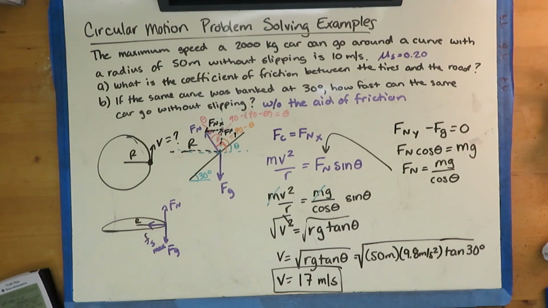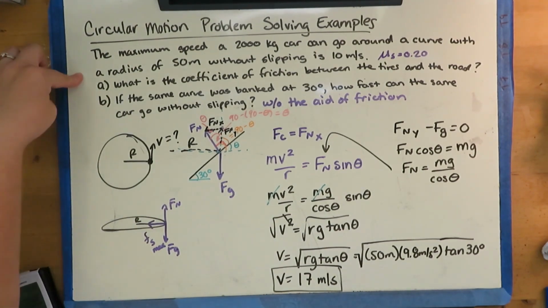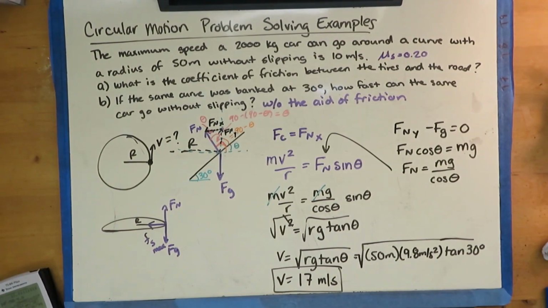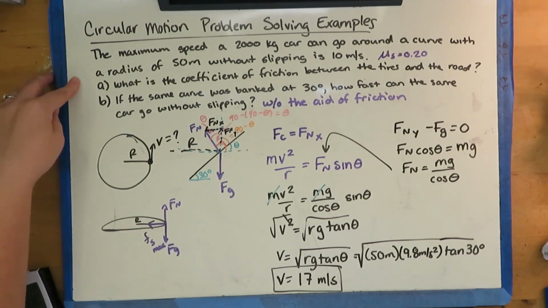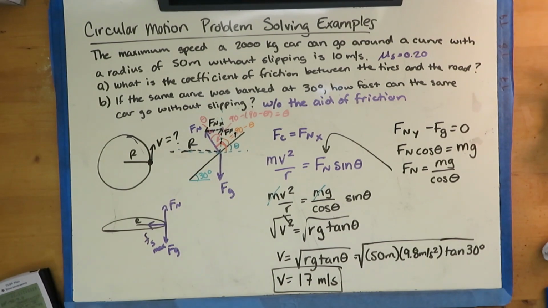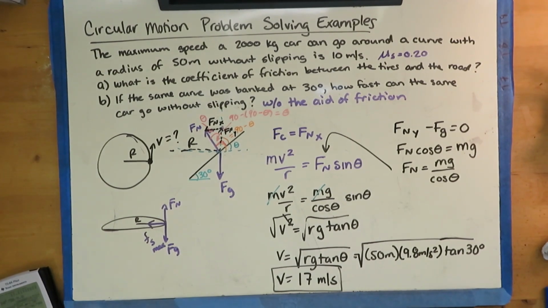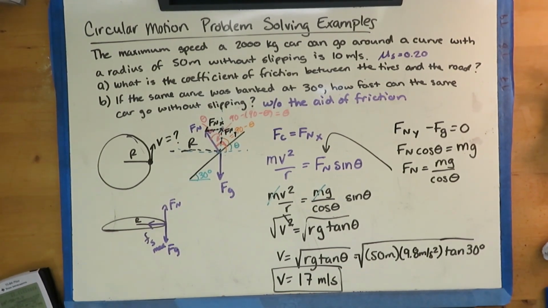So this is really awesome. So around my flat curve with a coefficient of friction of 0.20, I was able to go 10 meters per second without slipping. On this banked curve with absolutely no friction, you end up with a speed of 17 meters per second that you are able to go around that curve without slipping.